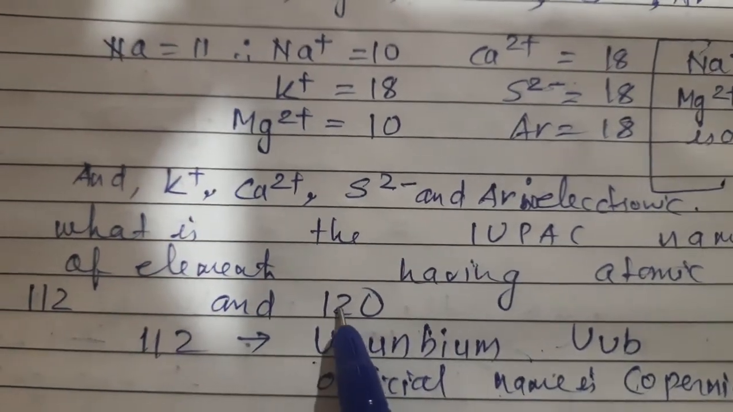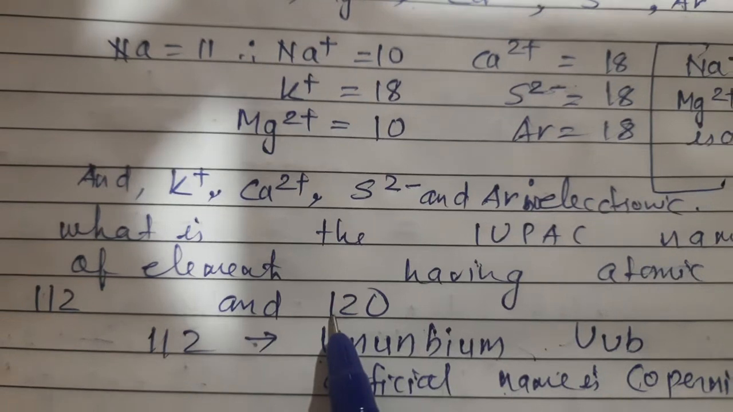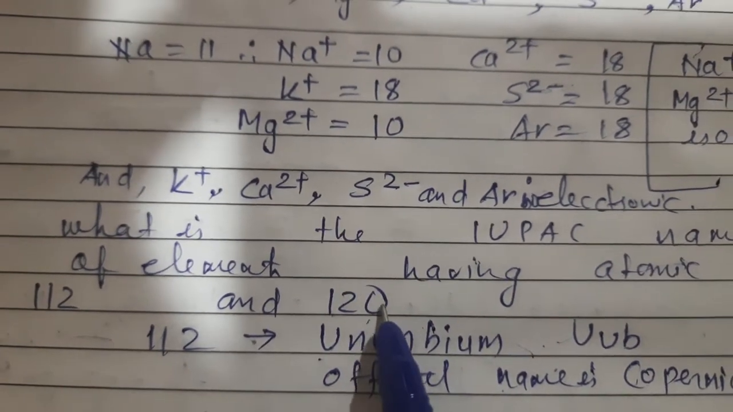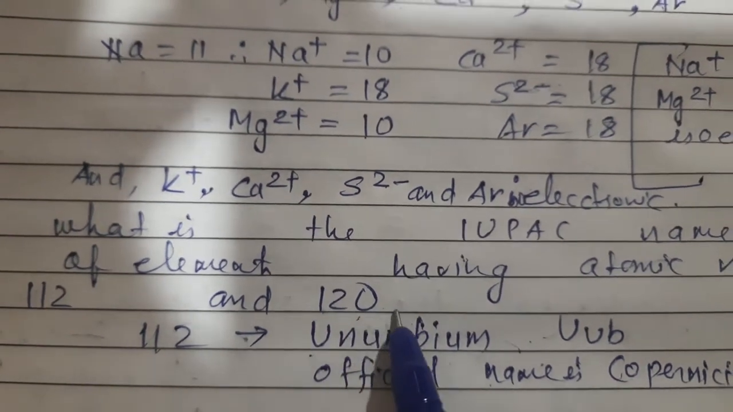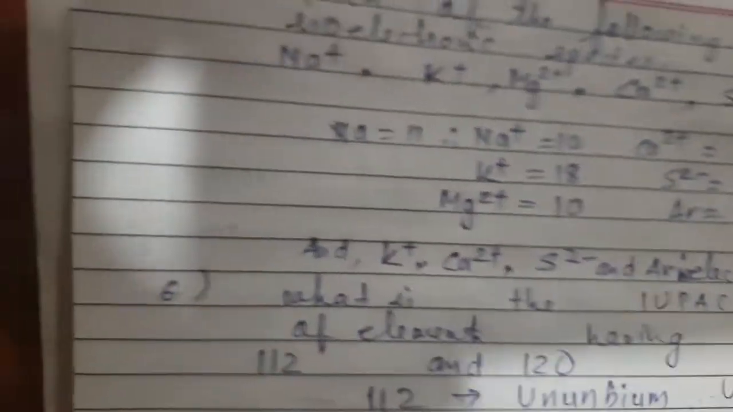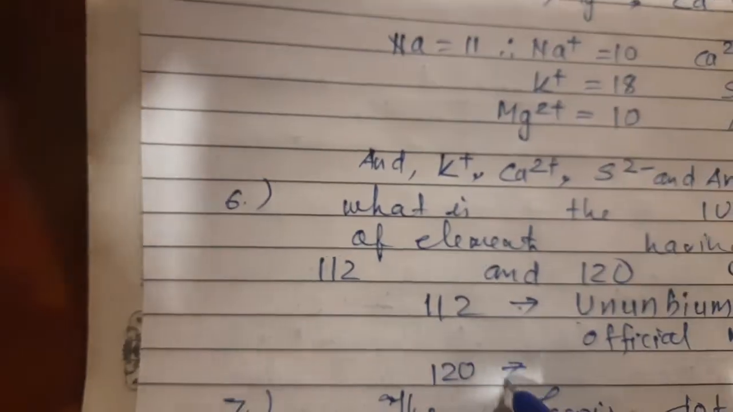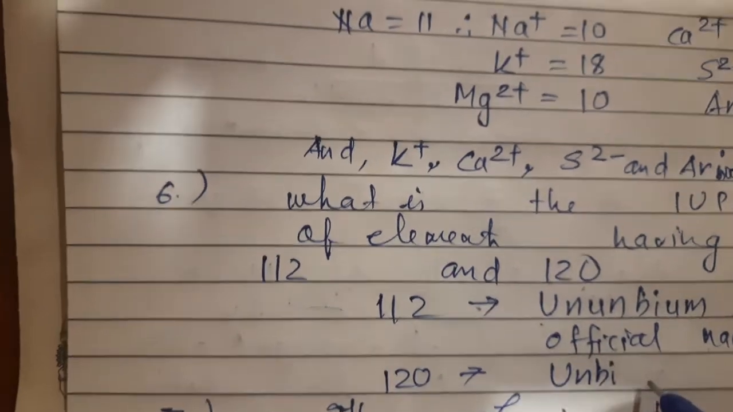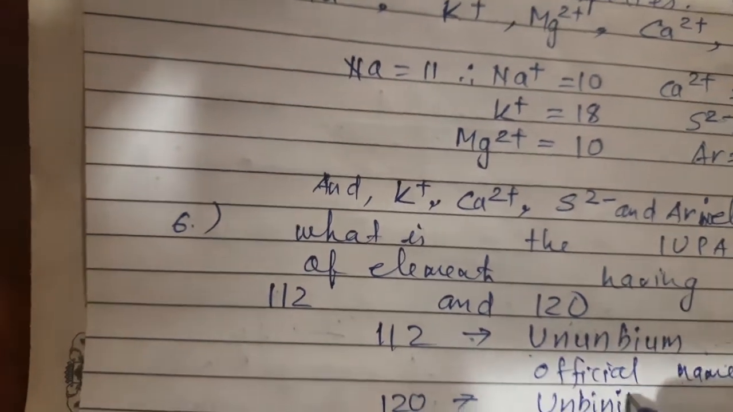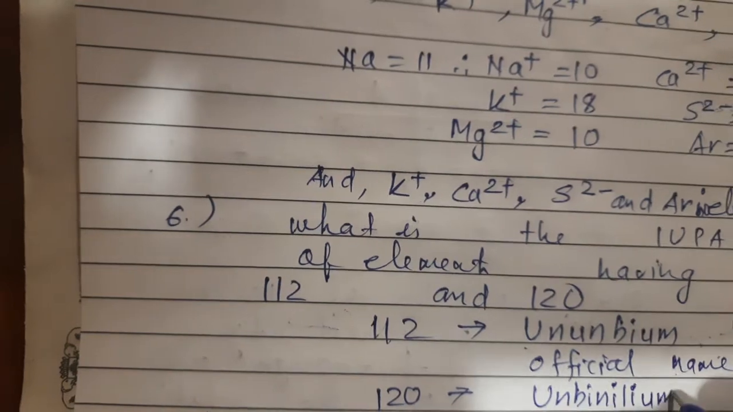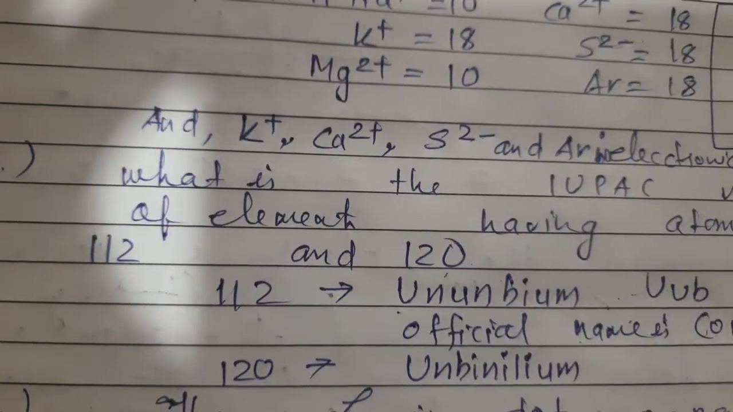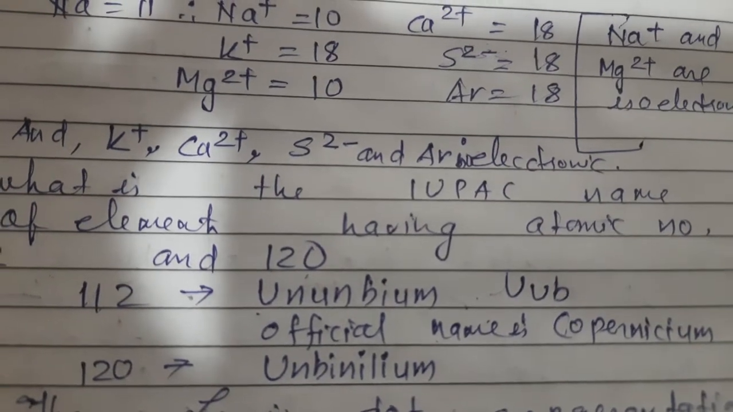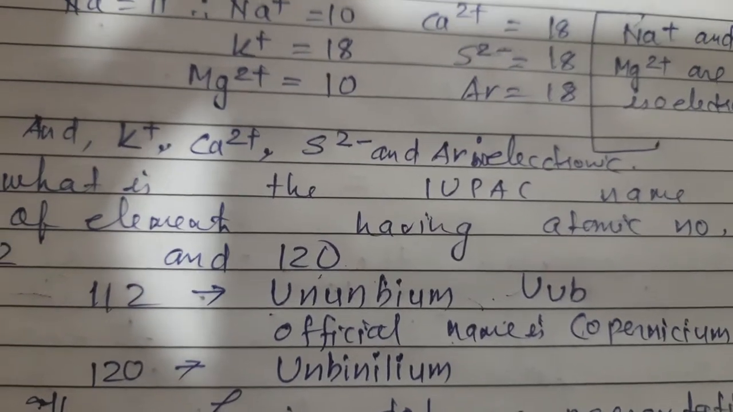Similarly, if I would be given 120, what will I write? For 1 it is un, for 2 it is bi, and for 0 it is nil, and ium will be the suffix. So unbinilium. Clear, beta? Unbium and unbinilium.